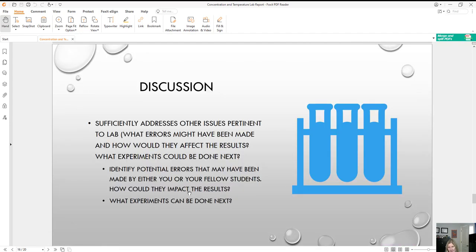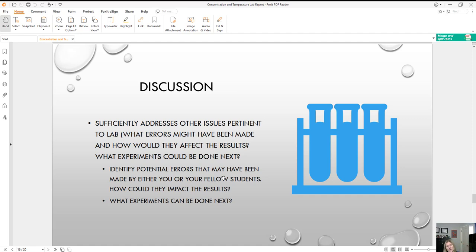And then finally, the last part of our discussion, we basically look at any potential errors that occurred during the experiments and ways that we can counteract that for future experiments, as well as what we could do next. So think of any potential errors that may have occurred either by you or by your fellow students that could have impacted the results. So this could include things like, maybe somebody in the class did not use a russet potato. They used a red potato instead.